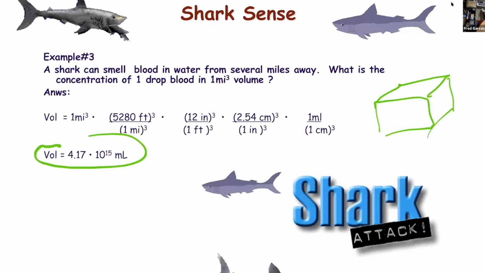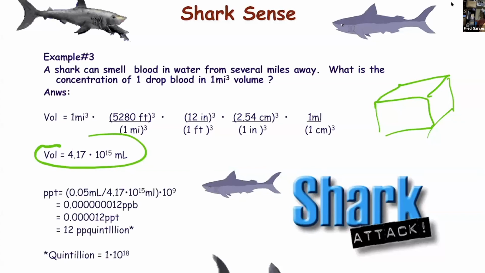So if you've got 1 drop of blood, which is 0.05 milliliters, in 4.17 times 10 to the 15 milliliters of seawater, what is the concentration? Well, it's so small that if we do it in parts per billion, that's 0.00012, no, 0.00. You can see how many zeros we have.